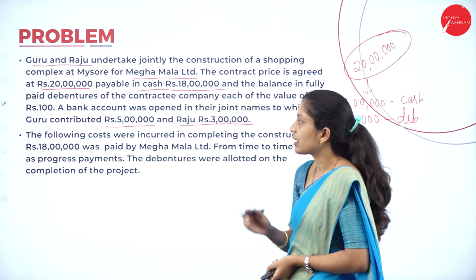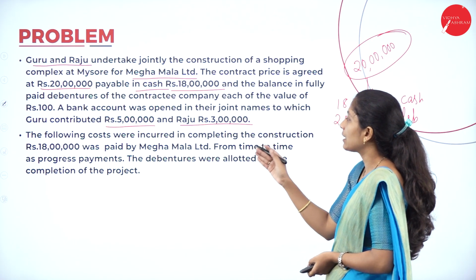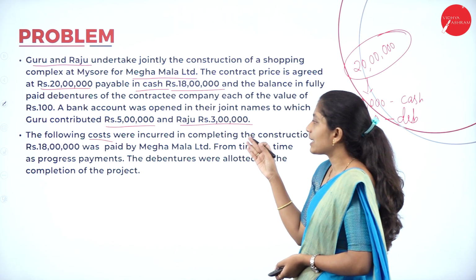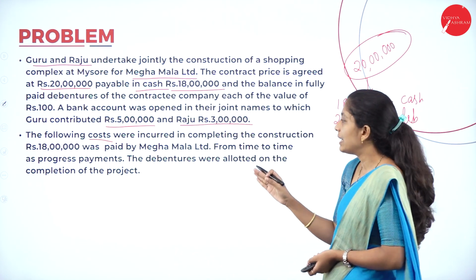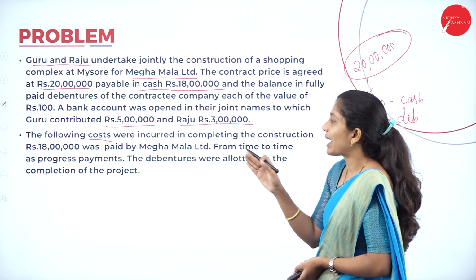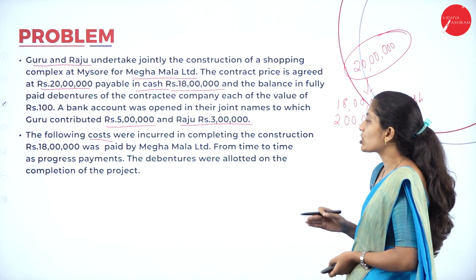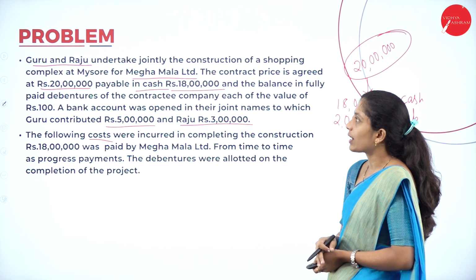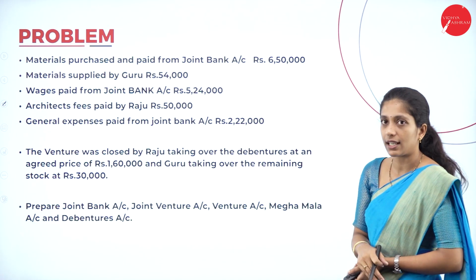The following costs were incurred in completing the construction, that is rupees 18 lakh was paid by Mega Mala Limited. So the cost is how much? That is 18 lakh and it is paid by whom? Mega Mala Limited. From time to time as progress payments, the debentures were allotted on completion of the project. Let us see what are the expenses they have incurred.